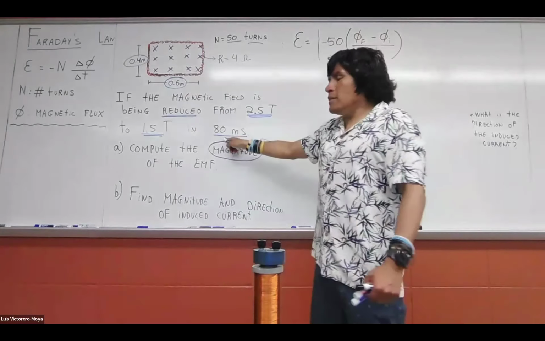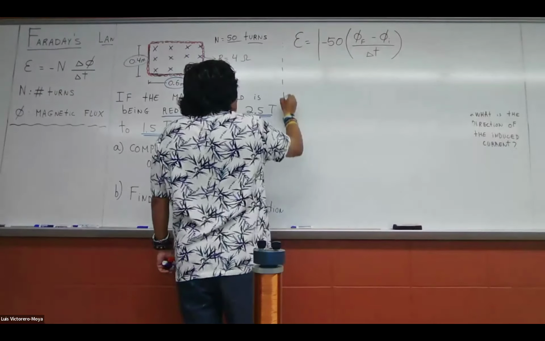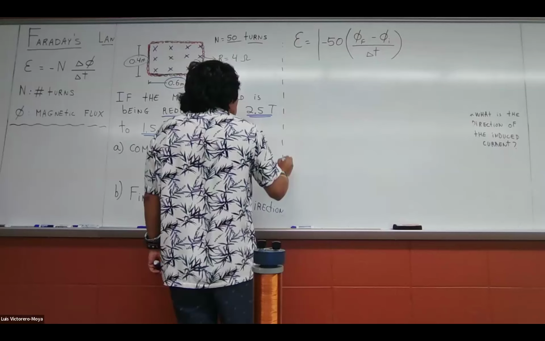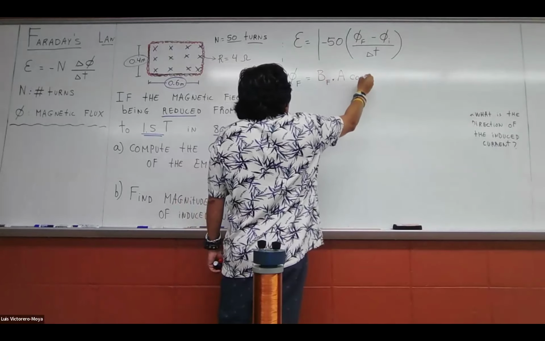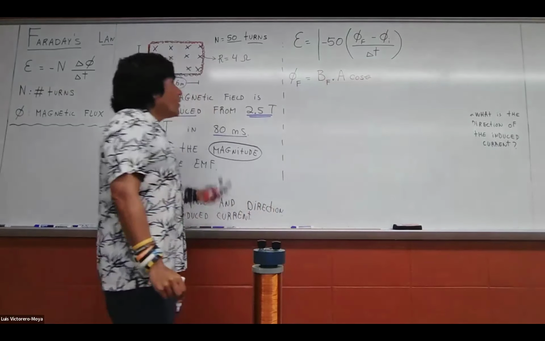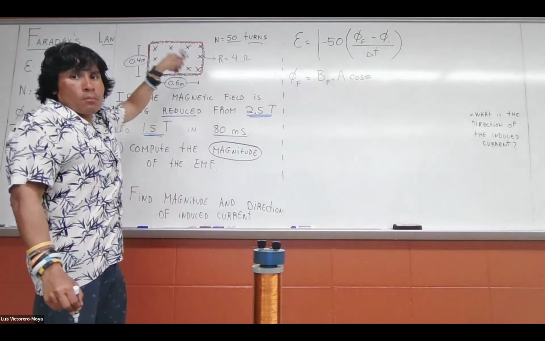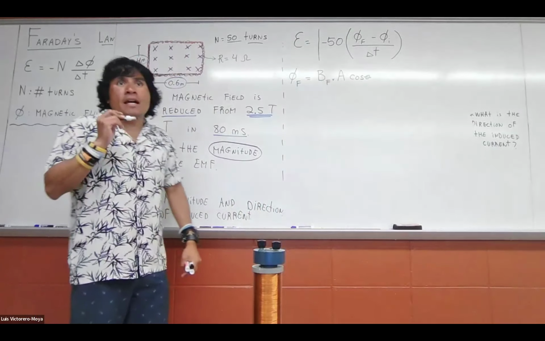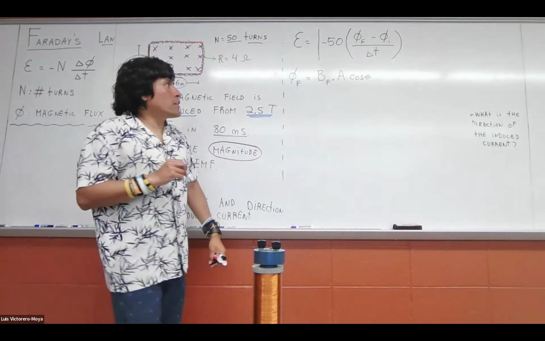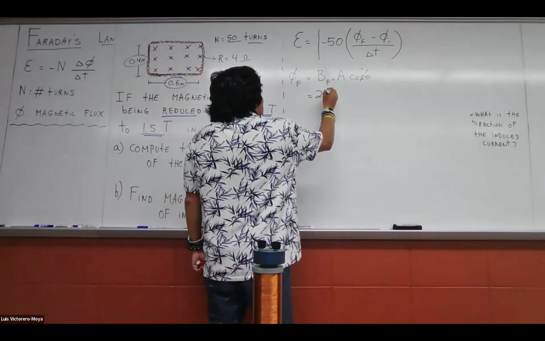Time is 80 milliseconds. Flux final is B final times area times cosine of the angle. But wait a second now. What's the angle there? The field is into the page, perpendicular to the whole rectangle. So in that case, the angle is 0 degrees. So you just have to do B final.